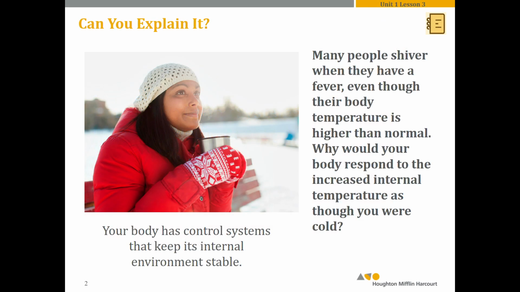If you look at this picture, it shows that your body has control systems that keep its internal environment stable. When we think about our body temperature, it always remains constant. Any changes in external factors in the environment will not change the internal temperature. If anything causes changes, our body has to respond to this stimulus, and there is homeostasis in our body. Different responses will make sure that our body temperature stays the same.